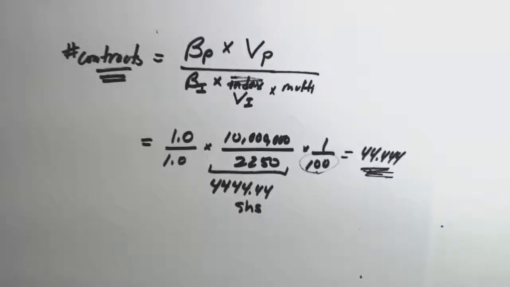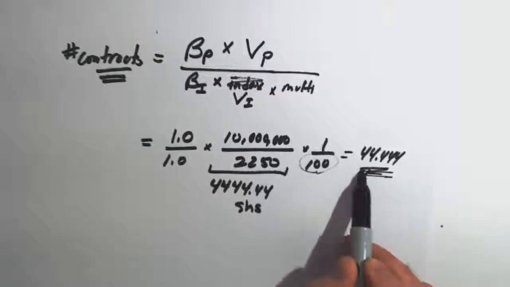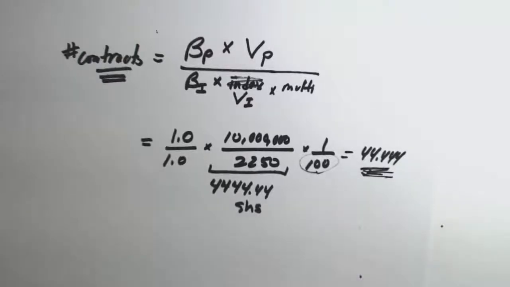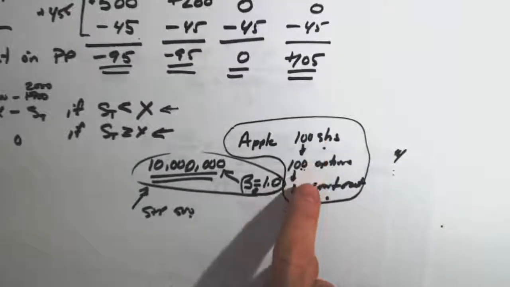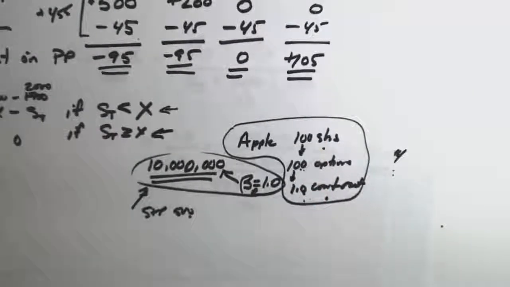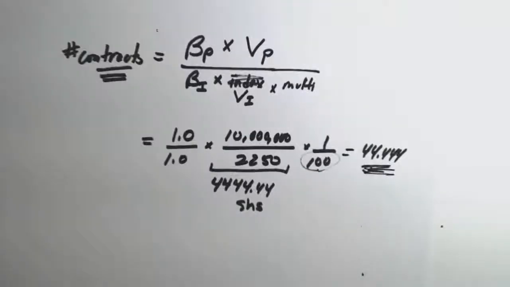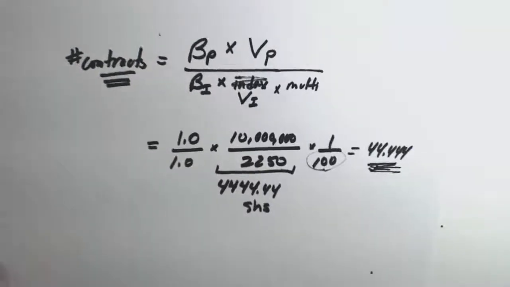Okay, so now the next question is, on an aggregate basis, have we really hedged? Is this 44 contracts really going to allow us to hedge our $10 million portfolio? Going back to the Apple example, it's readily apparent that there's a 1 to 100 ratio, so to speak. And on a per share basis, it's 1 to 1.